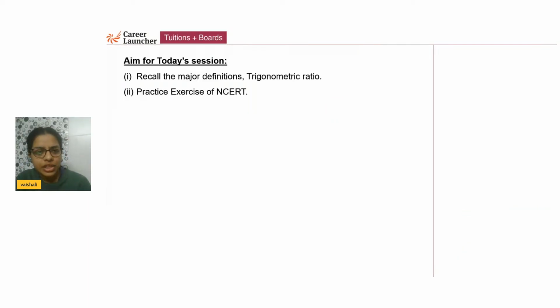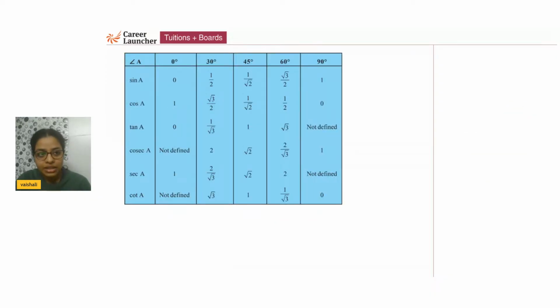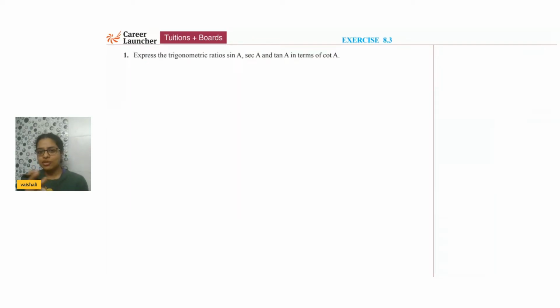Now, let us look into what are the major definitions or formulas that we are going to make use of. If you have watched the previous two sessions on trigonometry, this will generally be clear to you, but let us still have a look through them. We need to remember the 6 trigonometric ratios that we have, and the table can also be used. But today's session is majorly based on proving LHS equals some RHS. So let's focus on exercise 8.3 of NCERT.